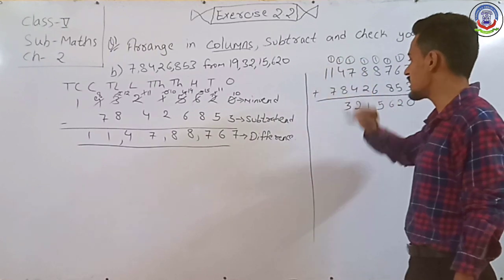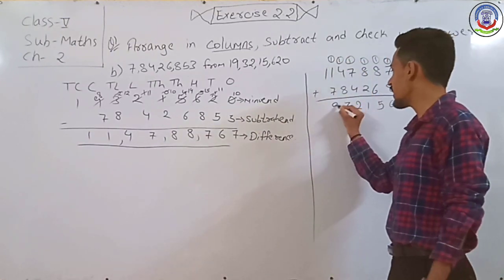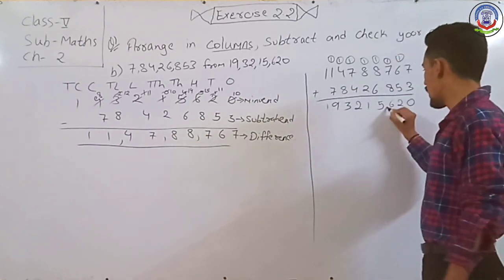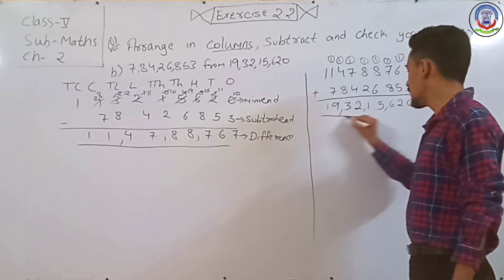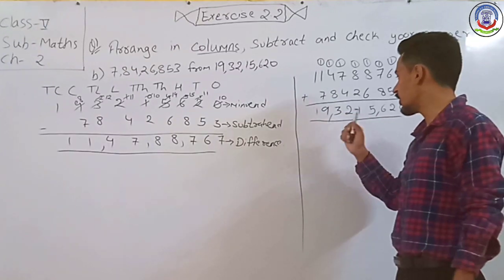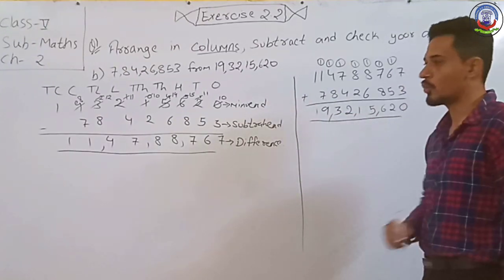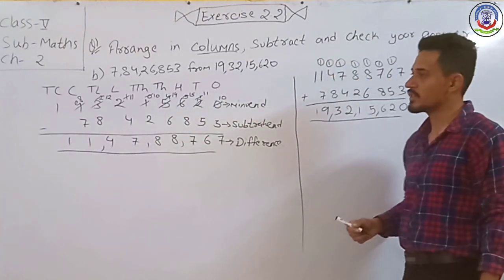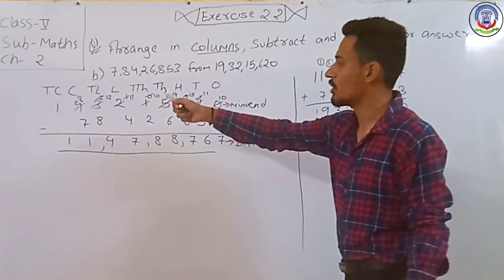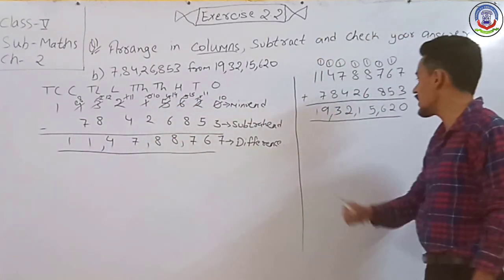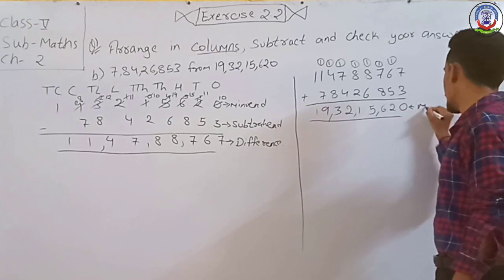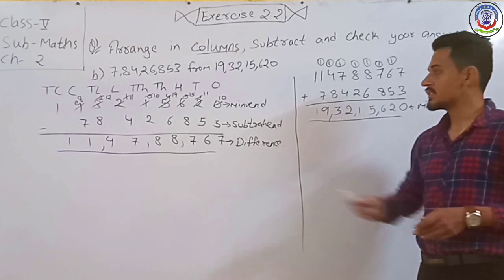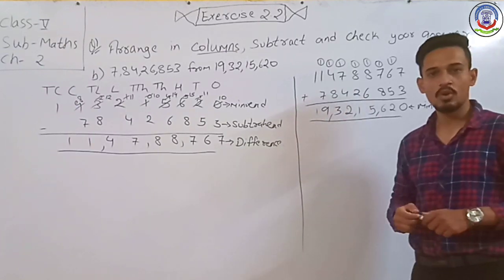Next we have 1, 1 and 7. So we write 9. Next we have 1. So we write 1. So our addition of these numbers is 19 crore 32 lakh 15,620. So our minuend and this answer always remain the same, that is 19 crore 32 lakh 15,620. So it is same as the minuend. So that's how we check the answer.